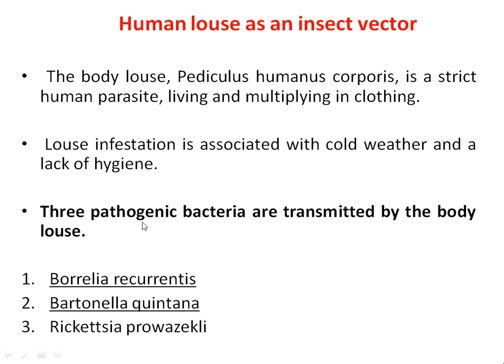Three pathogenic bacteria are usually transmitted by the body louse. They are Borrelia recurrentis, Bartonella quintana, and Rickettsia prowazekii. So these three are the bacteria which are responsible for causing various different kinds of diseases in human beings, and the vector is the body louse, that is corporis.